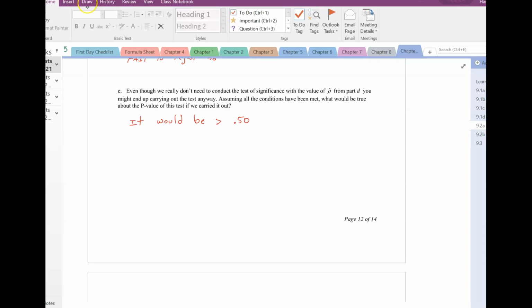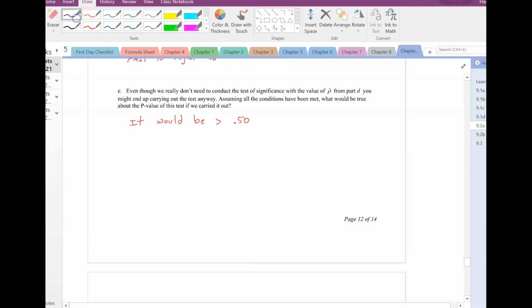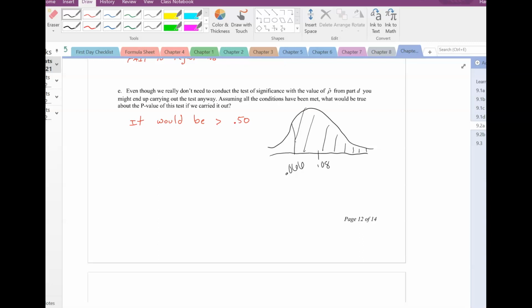How do you know that so quickly without doing any work? Well, because 0.066 is less than the mean of the sampling distribution. Remember, 0.08 would be here, 0.066 somewhere over here. The p-value, that's more than 50%. So clearly it does not fall into the category of statistically significant.